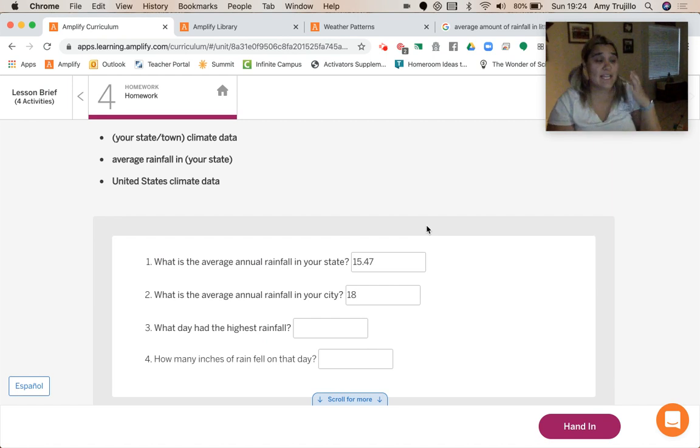But that's what an average is. It's adding up all of those different numbers and dividing it by the number of places that you're looking at. What day had the highest rainfall? Well, this doesn't specify whether it's talking about Littleton or Colorado, so you make a pick.